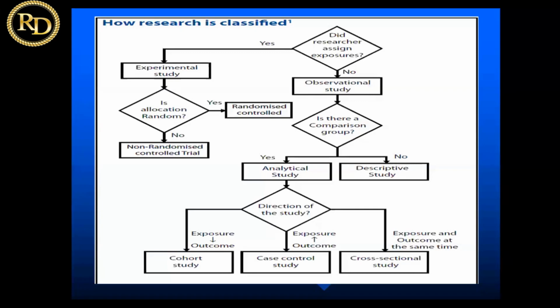But where the outcome is already there, corona is there, and you are trying to see the different kinds of risk factors to find out the exposure, what made them undergo corona or any disease, then it's going to be a case control study. And where you're studying exposure and outcome at the same time, at one point of time when you're collecting data, then it's going to be a cross-sectional study.